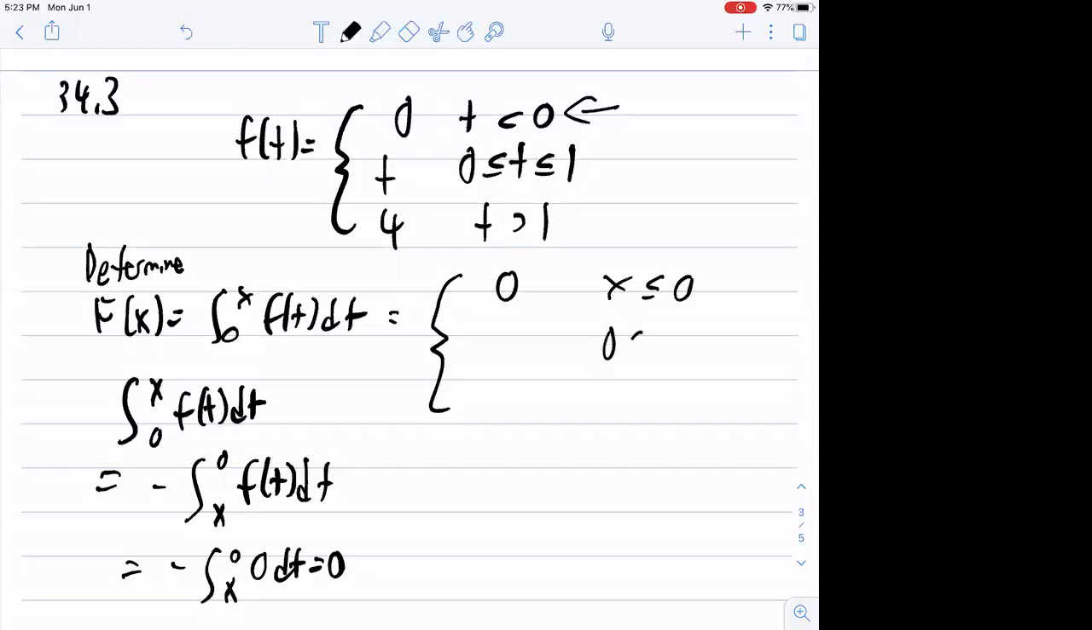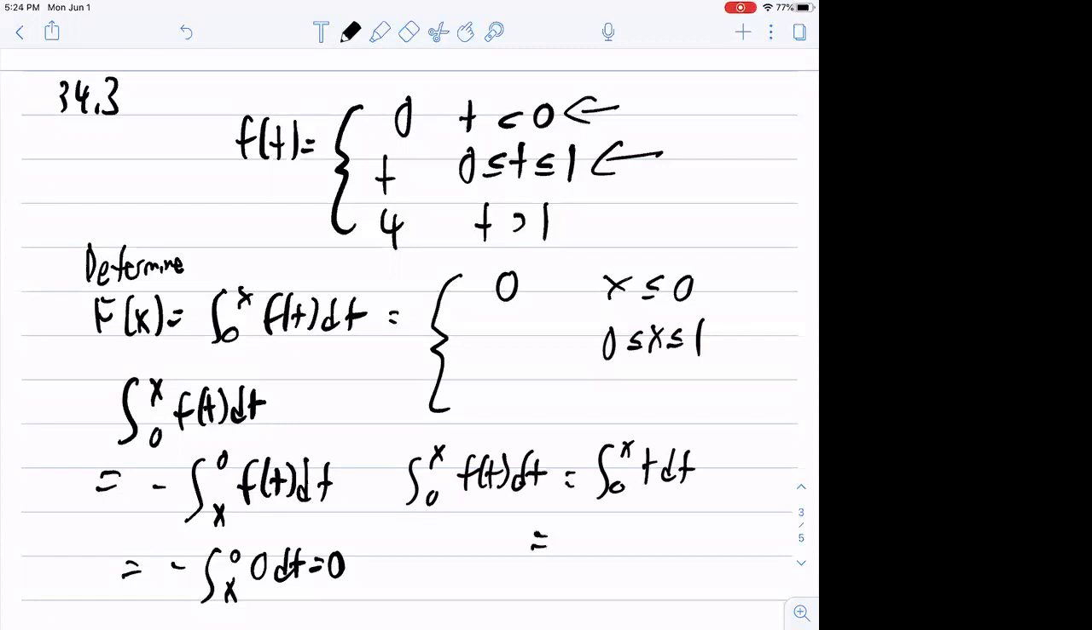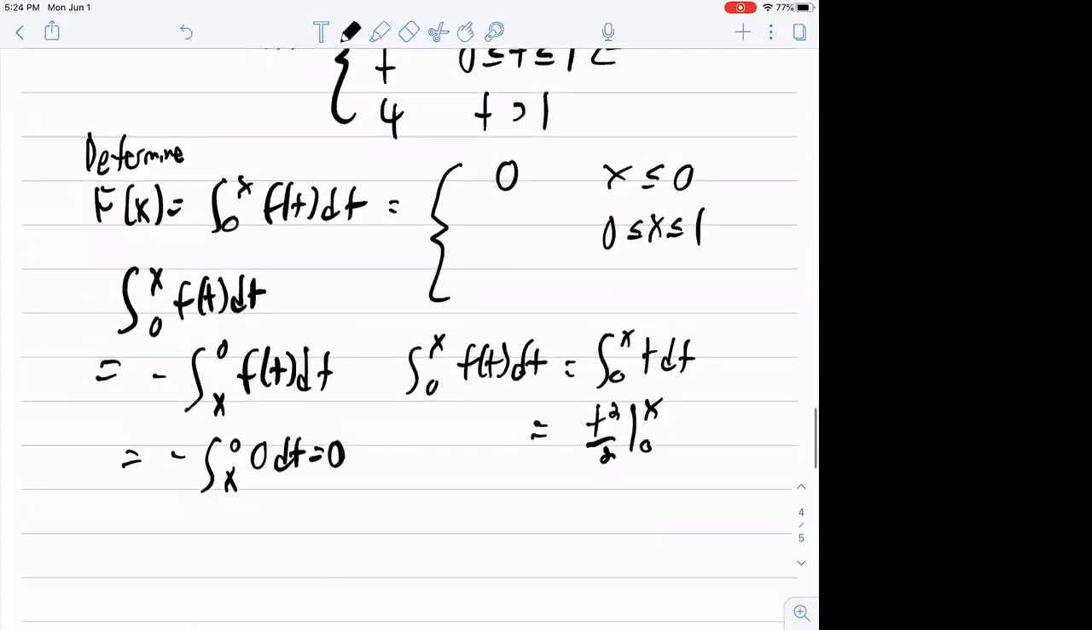So it should be 0 for x less than or equal to 0. Now, what about between 0 and 1? Now x is actually ordered. And for between 0 and 1, it's just the function t, right? It's just integral 0 to x of t dt, because we lie here. And this is t squared over 2 evaluated at 0 and x. So it's x squared over 2, right?